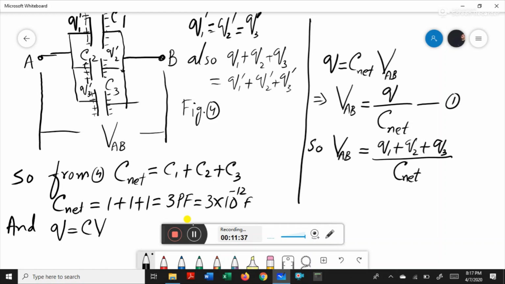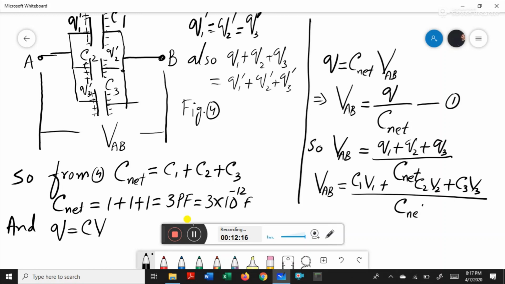लिहाजा हम Figures 1, 2, 3 को follow करते हुए Q1 and Q2 और Q3 find out कर सकते हैं, जिसका sum वही होगा जो Q1 dash और Q2 dash और Q3 dash का sum है. Again VAB is equal to, Q1 किसके equal होगा, law of capacitor के मुताबिक C1 V1 plus C2 V2 plus C3 V3 divided by C net. Now come to the next page.